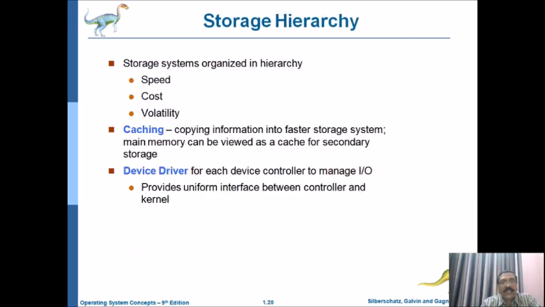Storage system organization in hierarchy. You can organize a storage system according to speed, cost, and volatility. And one more term you have to always remember is caching. Caching means copying information into a faster storage system. Main memory can be viewed as a cache of secondary storage. Device drivers for each device controller manage I/O and provide a uniform interface between controller and kernel.